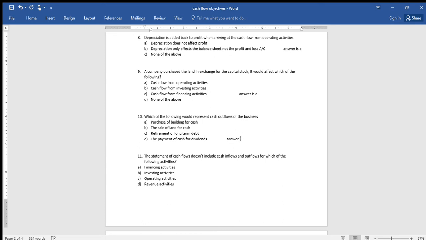The answer is A and D. Payment of cash for dividends. Purchase of building for cash. You're buying a non-current asset, you're spending. My answer is A and D.